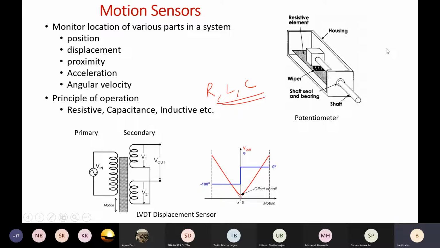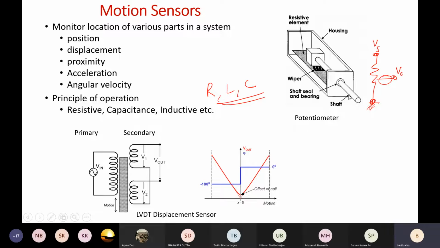So potentiometer means there is some knob, and effectively this potentiometer equivalent circuit will look like this one. Suppose three terminals will be there: this is terminal 1, terminal 2, terminal 3. Terminal 1 you can connect to the supply voltage, terminal 2 you can connect to the ground, and terminal 3 you can consider as the output. And terminal 3 is actually the wiper.